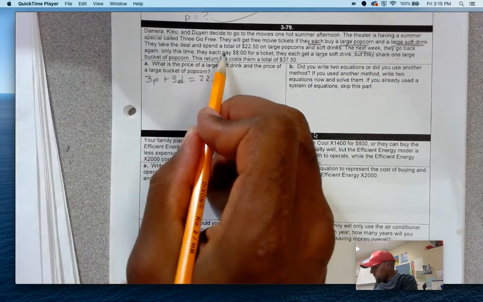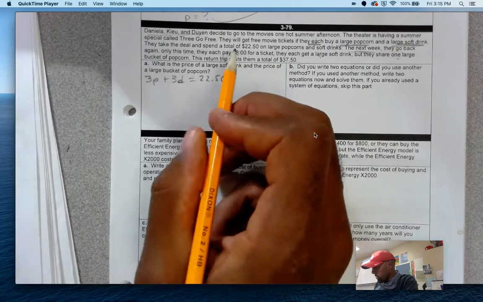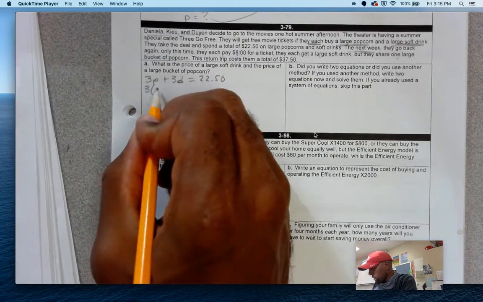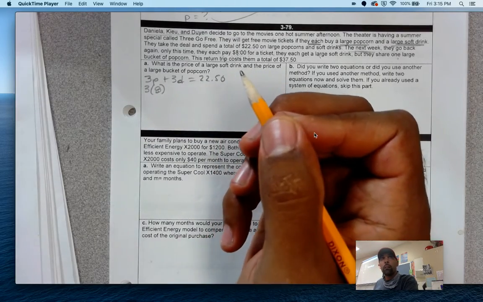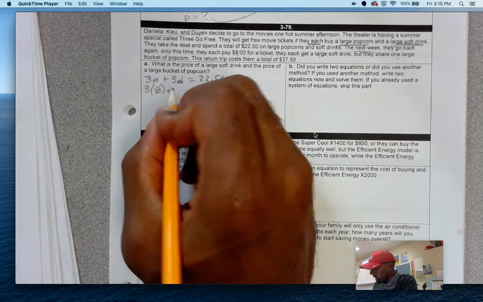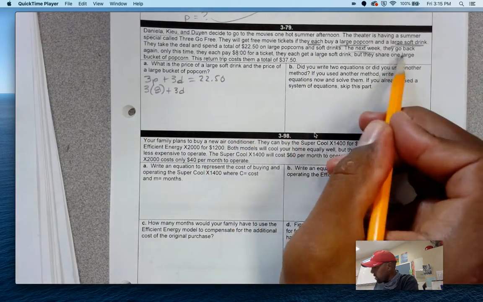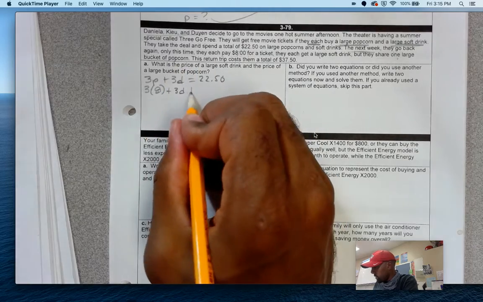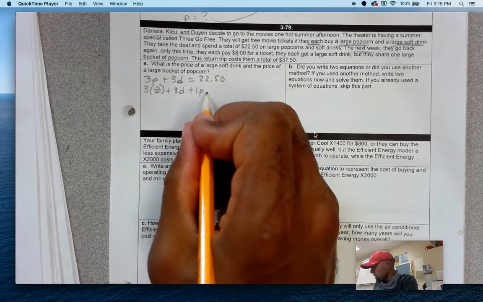They go back, and this time they each pay $8. So 3 times 8, okay? And then they each get a large drink again. So now 3 times D. And then they all share just one popcorn. All right, so all of that together equals 37.50.